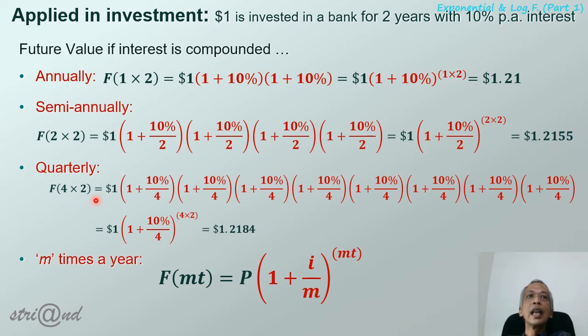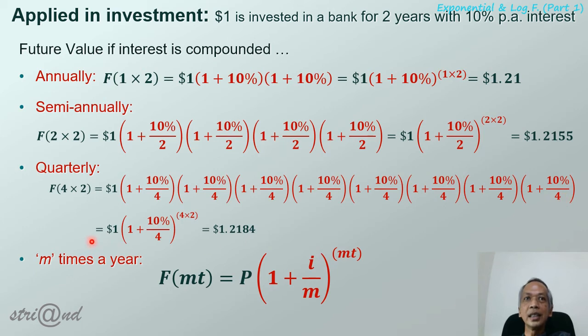$1.2155. And then, if it is compounded quarterly, so there will be 4 times of calculations of interest in a year. Then it is multiplied by 2, because it is 2 years. So we're going to have here 8 times totally of interest calculation. 1, 2, 3, 4, 5, 6, 7, 8.